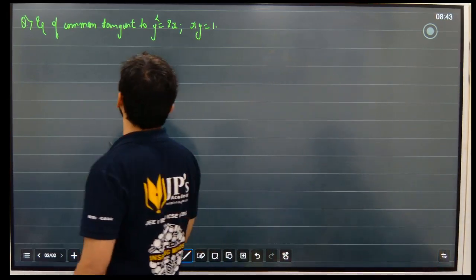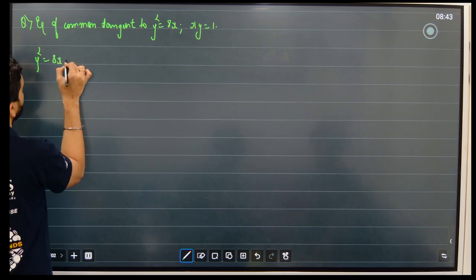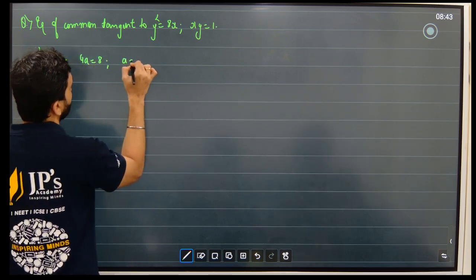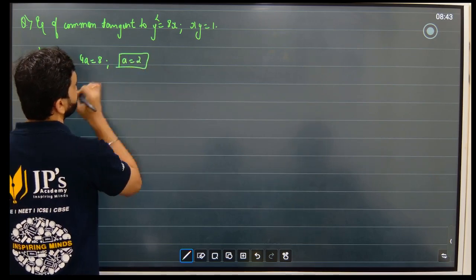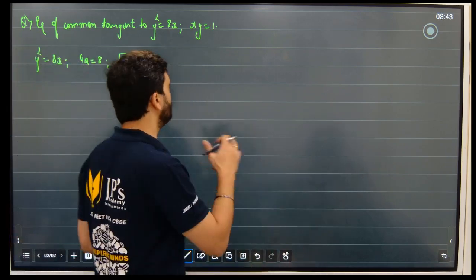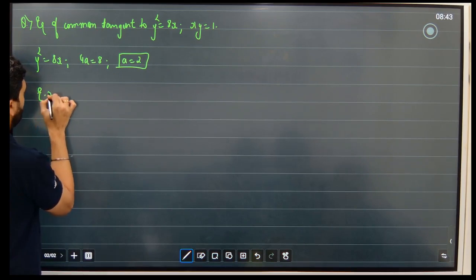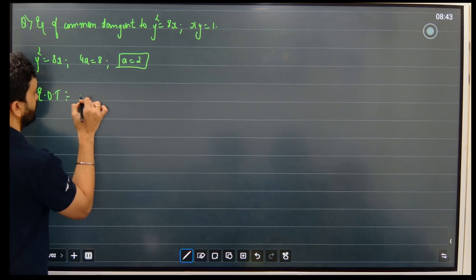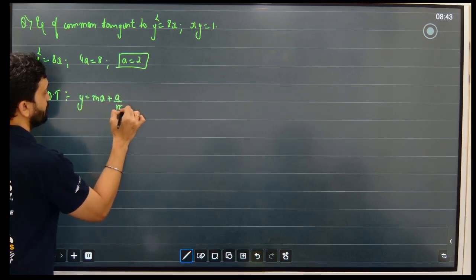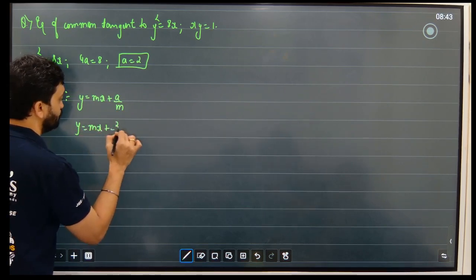So sabse pehle for a parabola I'll write y square is equal to 8x. My 4a is equal to 8. Therefore a becomes 2. And I know that equation of tangent for a parabola in slope form is y is equal to mx plus a by m. So y is equal to mx plus 2 by m.